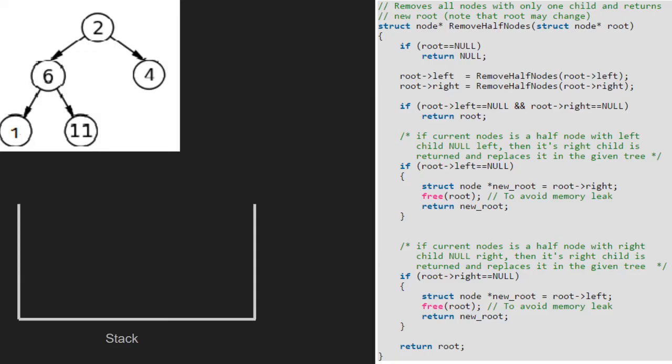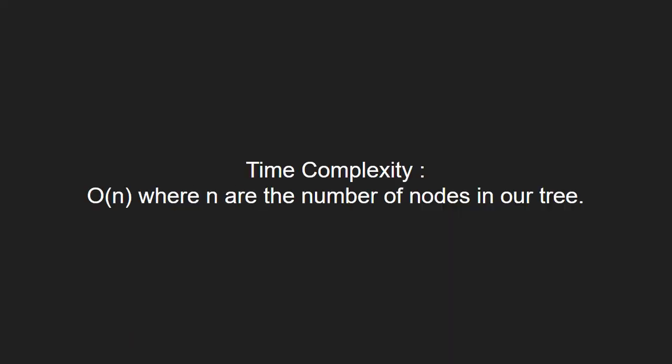Now let us have a look at the time complexity of the program. This code will run in big O of n complexity. Here, n is the number of nodes in the binary tree.